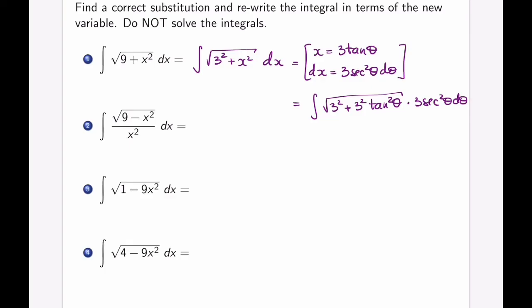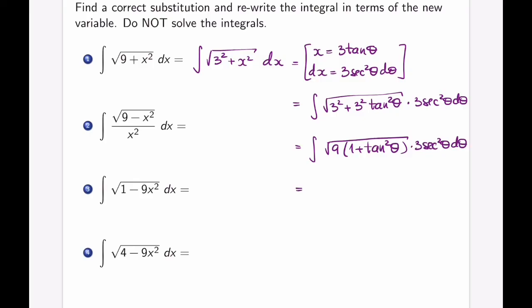Okay, so what I can do here now is I can see that I can factor out 9 from both of these guys. And so what I end up with is the square root of 9 times 1 plus tangent squared theta, times 3 secant squared theta d theta. Excellent. Let's see what we can do now.